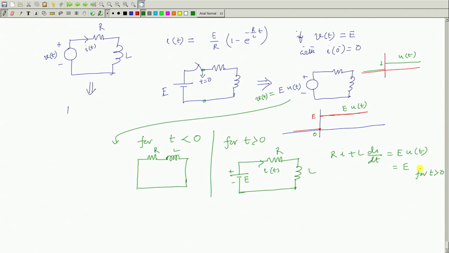This function is one of the very popular functions. At t equal to 0, I am not sure what is the magnitude of this unit step function. So, this is the unit step function. It is not defined at t equal to 0. At t equal to 0 minus, it was 0, sure. At t equal to 0 plus, it is E, and it will be E for any time to come. That is the thing about a unit step function.